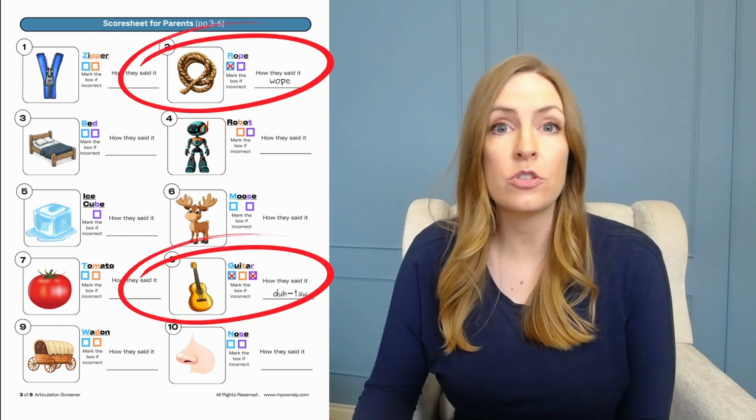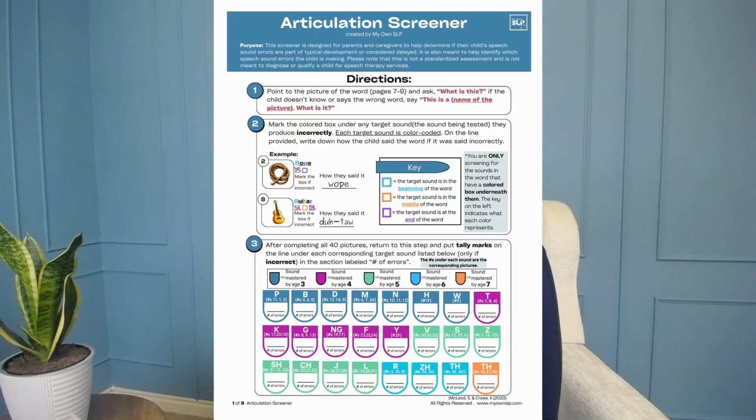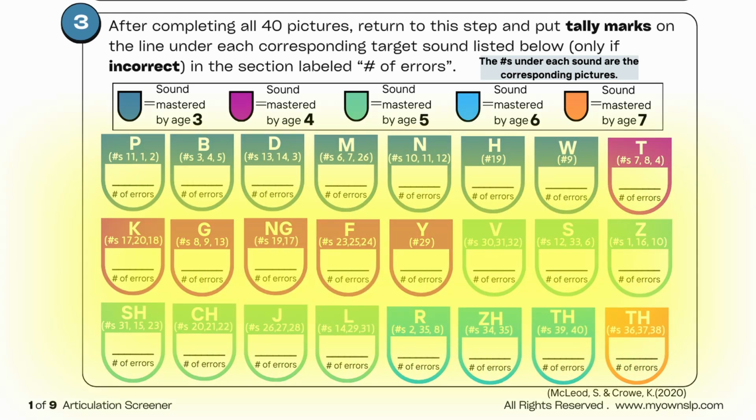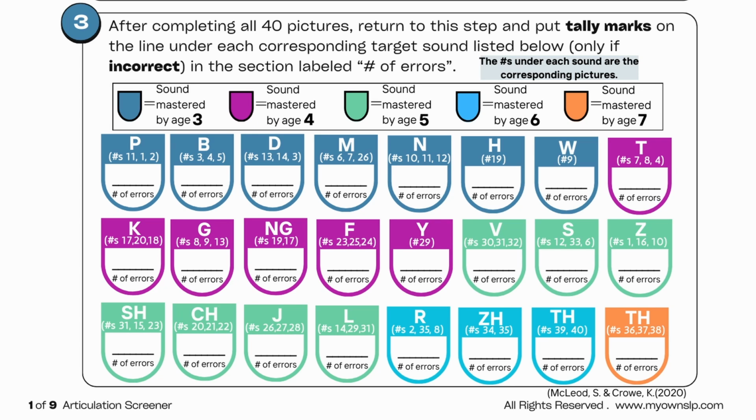And as you find those, you're going to be going back to step number 3, and you'll look here on the form. I have all of the different sounds that we've been testing for, all listed right here. And you may notice that they aren't in alphabetical order and that they're color-coded. And the way that I have them set up is, you'll notice right here, it talks about what each color represents. So for the blue, these are sounds that are typically mastered by the time a child is age 3.